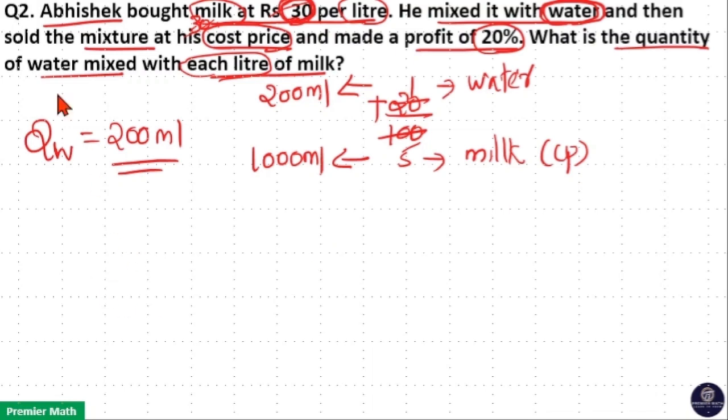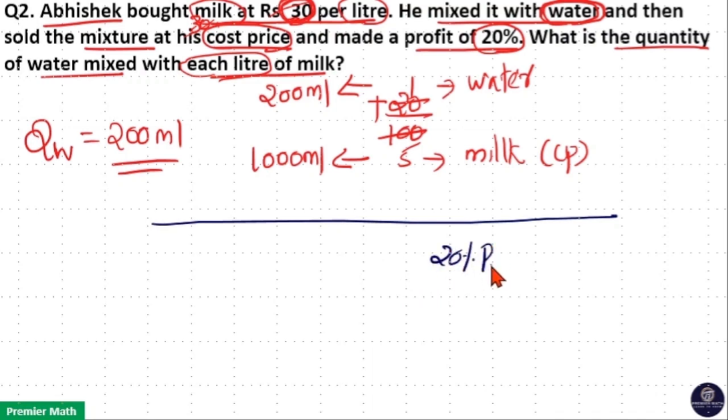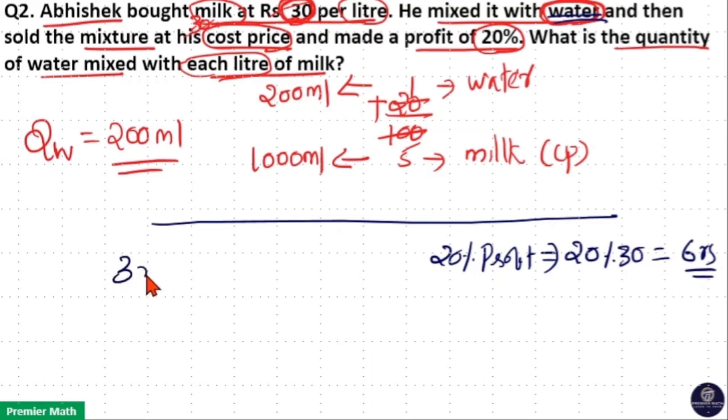Now you can do this question in a different method as well. That is, here 20% is the profit, which means 20% of the cost price of 30 rupees. 20% of 30 is 6 rupees. Now this 6 rupees denotes the profit, meaning 6 rupees denotes the water amount. Now at 30 rupees he will get 1 liter of milk, that is 1000 ml of milk.